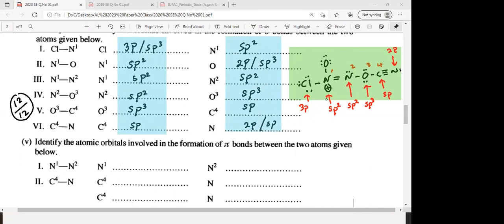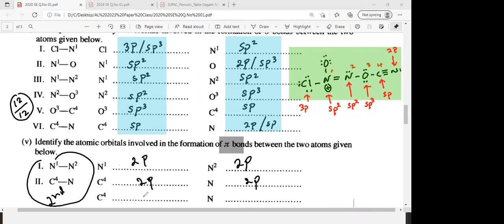Next one also is very easy. 5 bonds. I told you the short method. 5 bonds are formed by 2p, 3p, 4p, whatever, only p. Since nitrogen and carbon all belong to the second period, therefore 2p, 2p, 2p. Why? 5 bonds form only by p. If it is second period, 2p; if it is third period, 3p. Very easy. Is that clear to everyone?